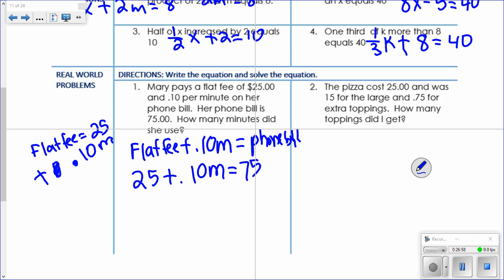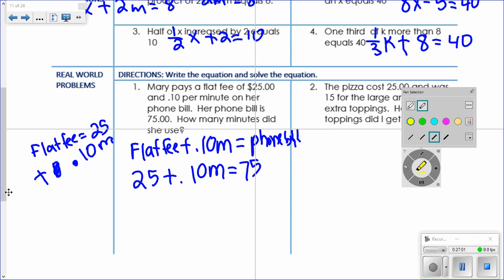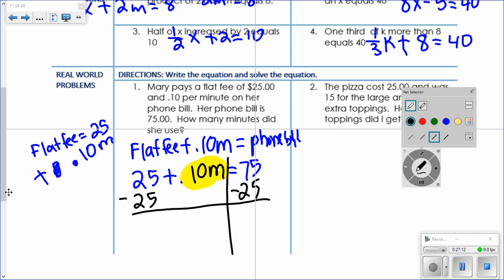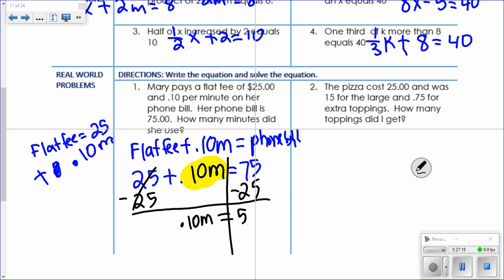So now we're going to solve for the variable. Solving for n, so 0.10n. We're going to subtract 25 on both sides. This equation, 0.10n comes down, equals 50. Now I'm going to divide by 10 cents on both sides, and I get n equals 500 minutes. Good job, guys. So n equals 500 minutes.